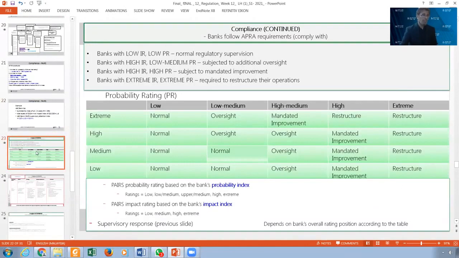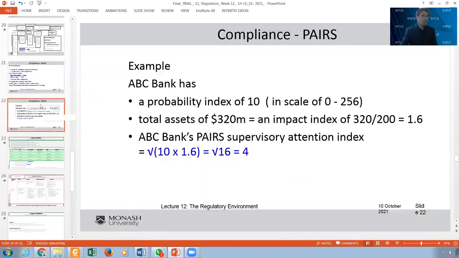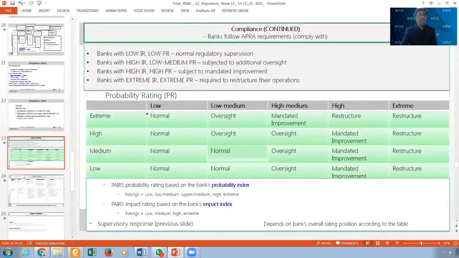Now, let me take you actually to the last point. This is what we call the pairs and the source. This is the identification system, and this is the source system. So from the identification system, they will take all this information, and they will bring the risk, which is here, from 1 to 256. And this is the size of the bank: extreme, high, medium, low. Now, if the risk is low, the action that should apply to this bank is normal. This is the identification system where you stay.